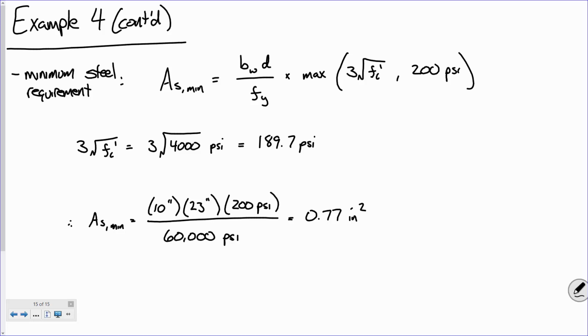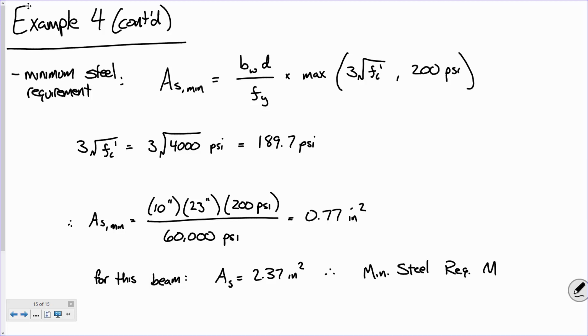Now, how much steel do we actually have in this beam? For this beam, area of steel is 2.37 inches squared. Therefore, minimum steel requirement met.